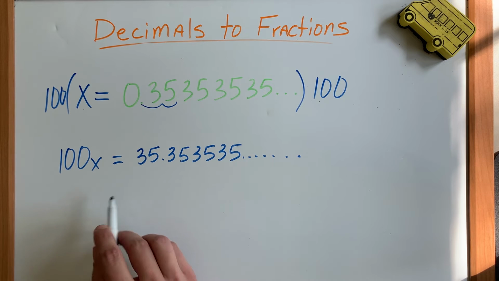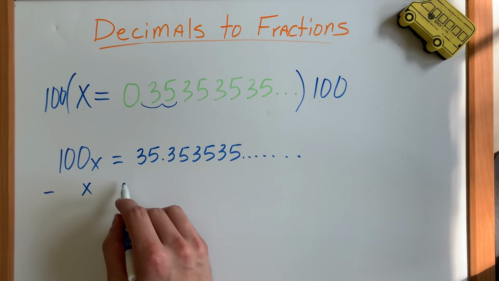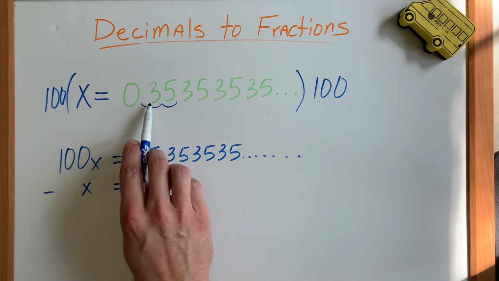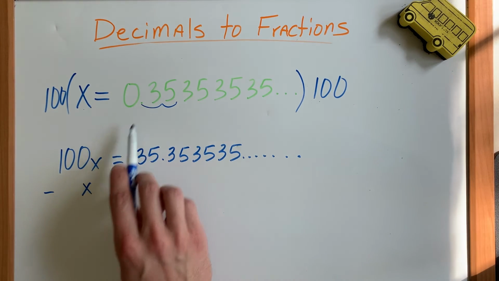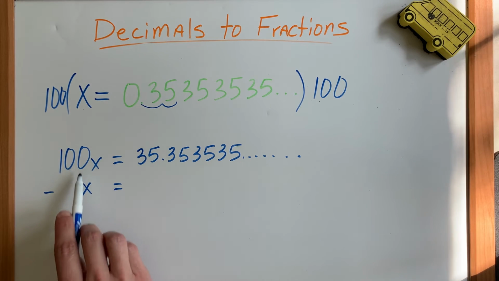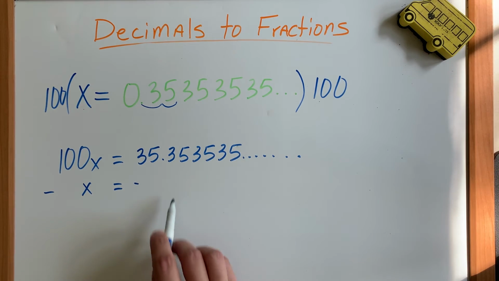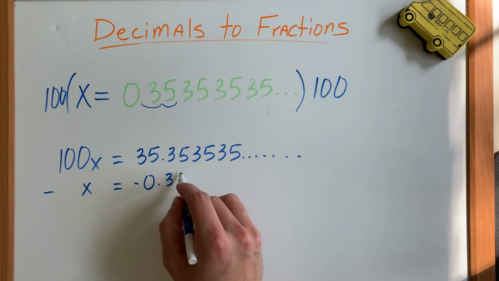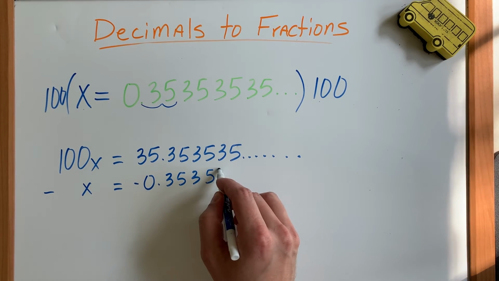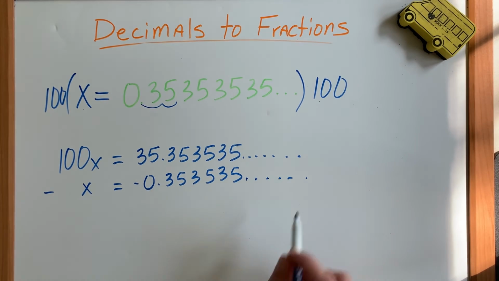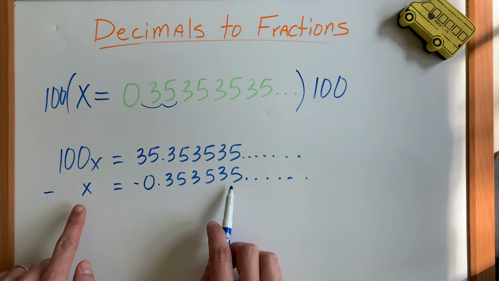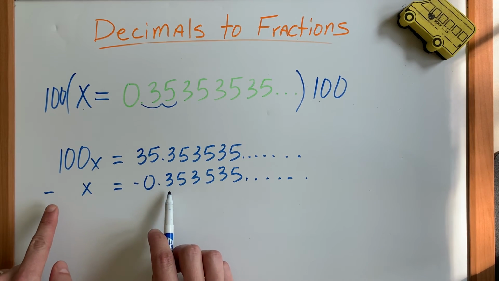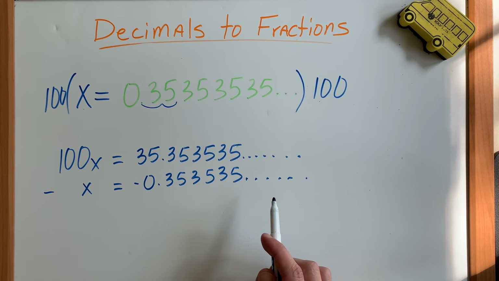Now what we're going to do is subtract x from both sides. X, recall, has a value of this repeating decimal. So if I subtract x from the left-hand side, on this side I'm going to subtract what x is equal to, which is 0.353535 repeating. X and this decimal have the same value, and if I subtract the same thing from both sides, then my equation is still true.